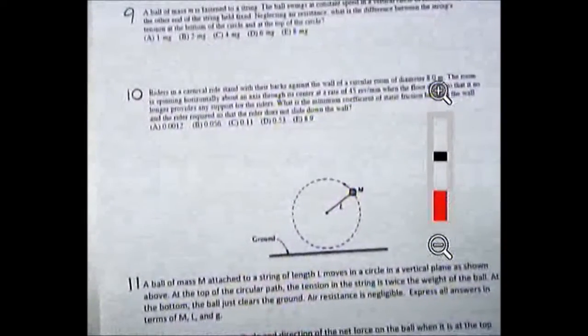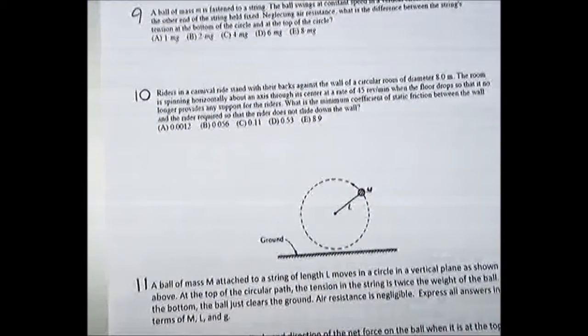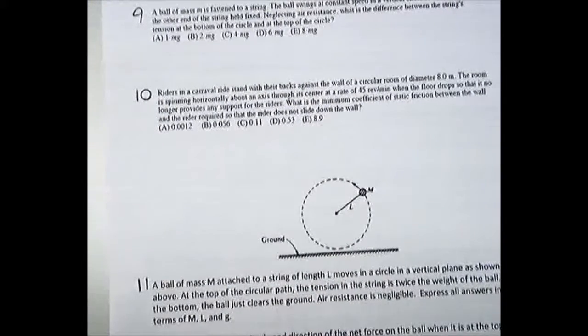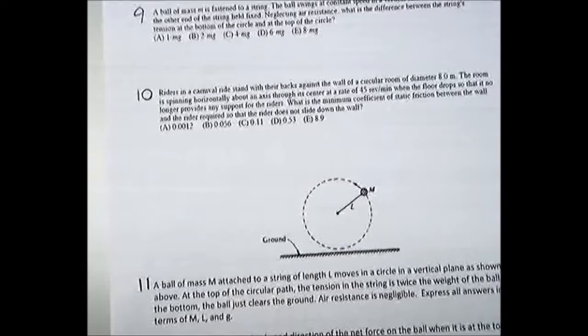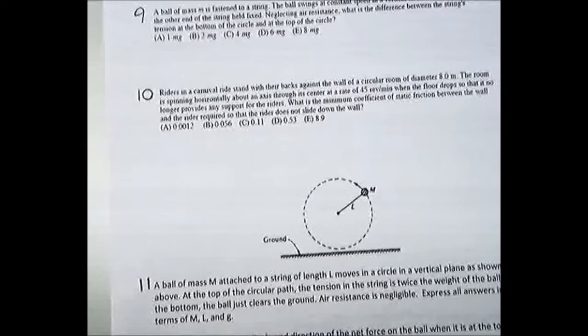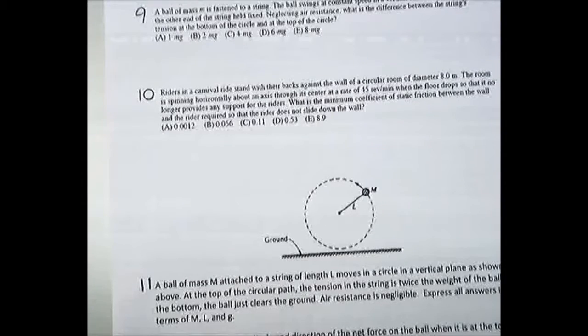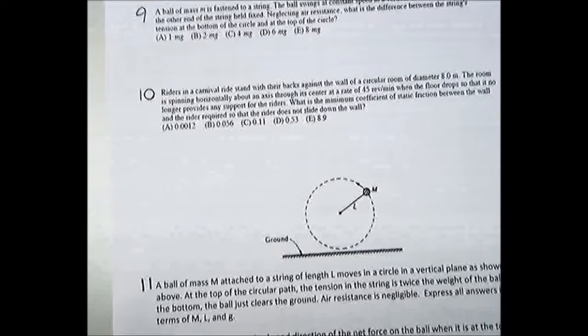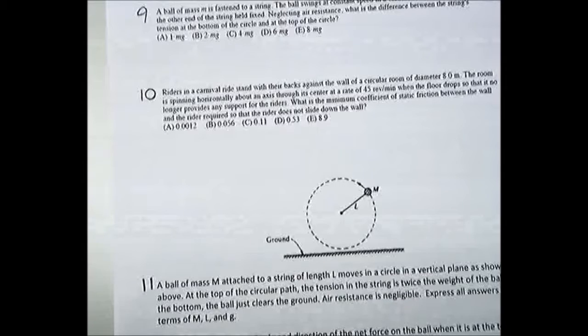Alright, so this one you're still dealing with a horizontal loop. Riders in a carnival ride stand with their backs against the wall of a circular room of diameter 8 meters. The room is spinning horizontally about an axis through its center at a rate of 45 revolutions per minute when the floor drops so that it no longer provides any support for the riders. What is the minimum coefficient of static friction between the wall and the rider required so that the rider does not slide down the wall?